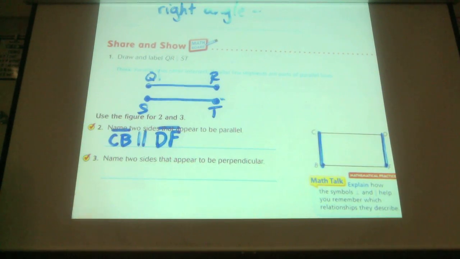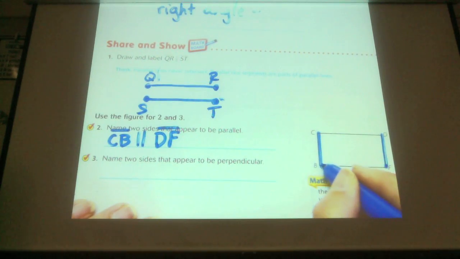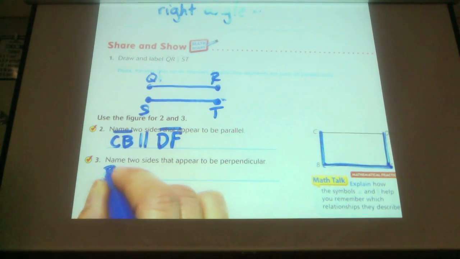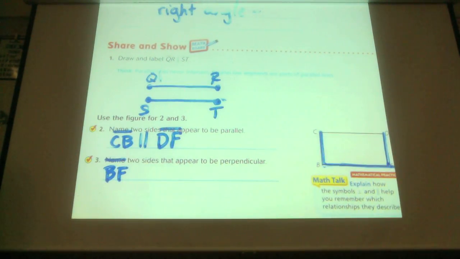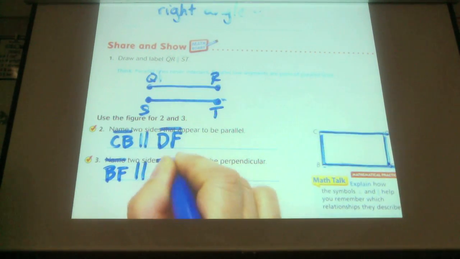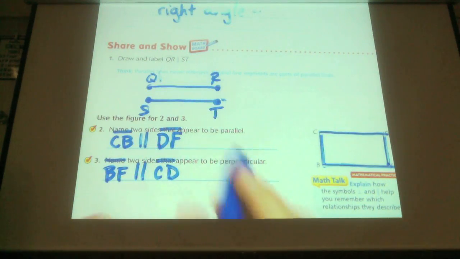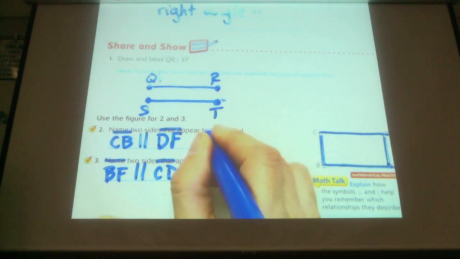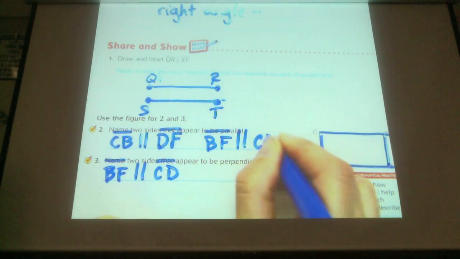Okay? Are there any other lines that appear, or sides that appear to be parallel? What do you think, Akaya? Are there any other lines that look like they might be parallel to each other there? BF. Okay, so that would be this line. What segment would be parallel to it? CD. So BF is parallel to CD. And we're calling those segments. Oops, that should be up here, sorry. BF is parallel to CD.